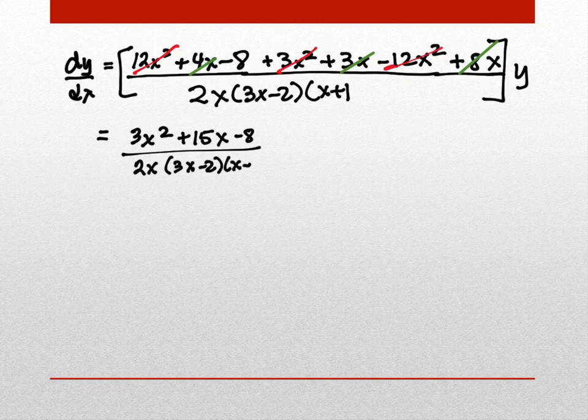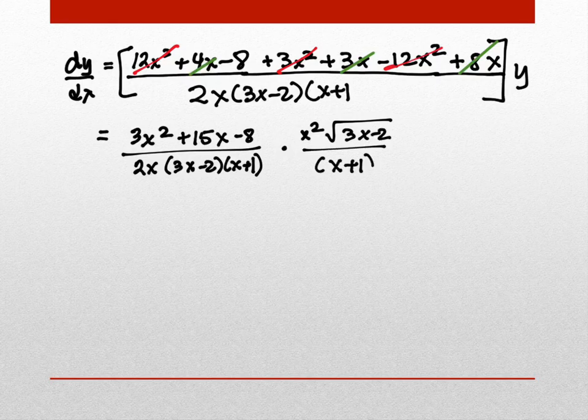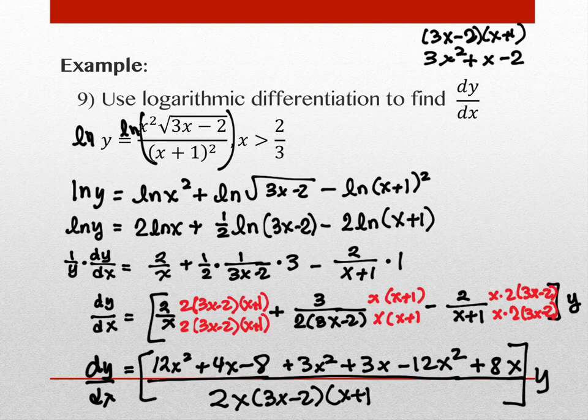3x minus 2, x plus 1. All right, we're going to put in what y is. So y, as it was originally given to me, is x squared times the square root of 3x minus 2 over x plus 1 squared. And you'll notice the original problem actually gave a condition. It said that x has to be greater than 2/3. That was necessary. Otherwise, we couldn't have done the logs and made sense of it. So we don't have to actually do anything with it, but just understand there is a reason that they gave you that stipulation. Okay, so I was talking about here at the beginning where it says x is greater than 2/3.